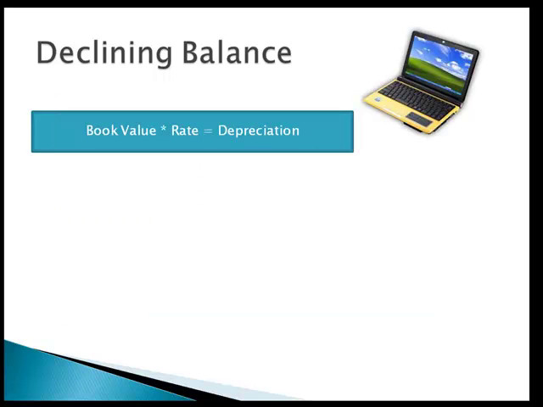So let's go back to our computer example. Remember, we said 4 years. So to get our rate, we could take 1 over 4 times 2, we'd have a rate of 50%.